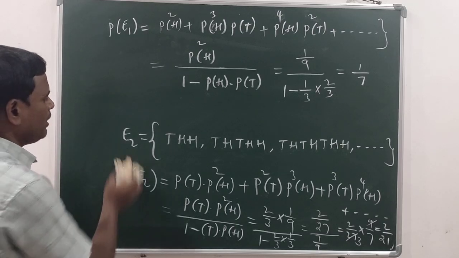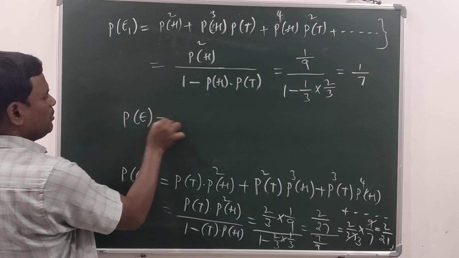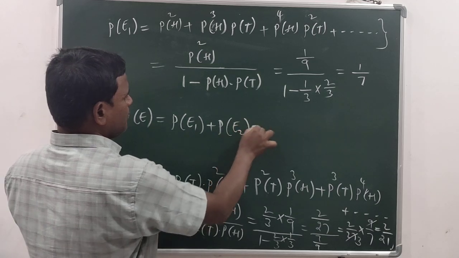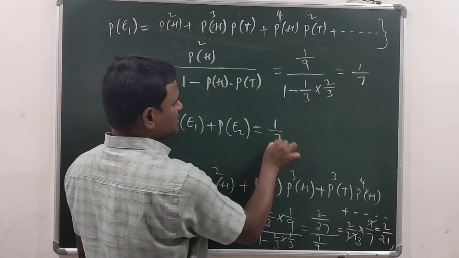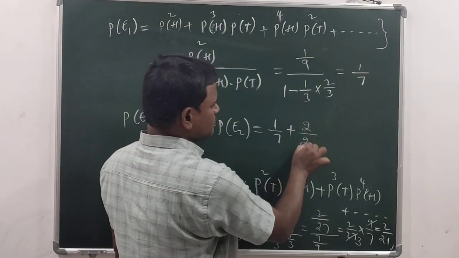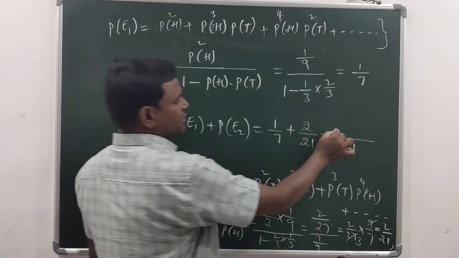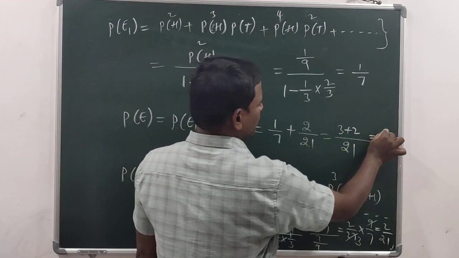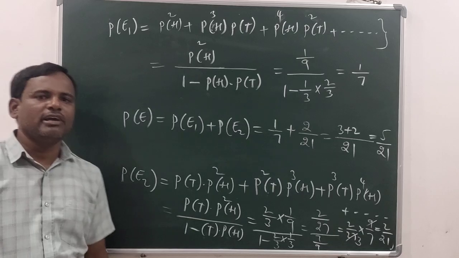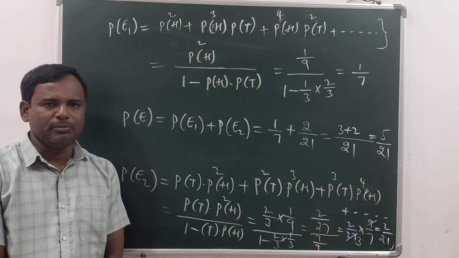But what you people have to find? P of E. Now P of E is equal to P of E1 plus P of E2. Now P of E1, how much have you got? 1 by 7. Now P of E2, 2 by 21. Now do this simplification whose LCM is 21. So here 3 plus 2 which is equal to 5 by 21. So that is your required probability which represents getting head at the end of the experiment. Thank you.